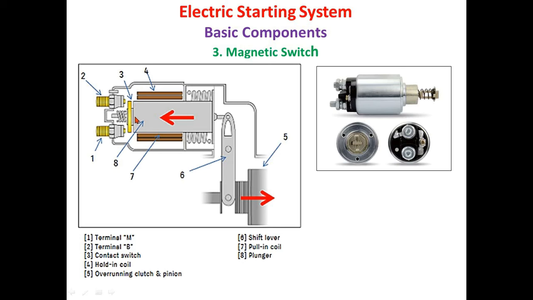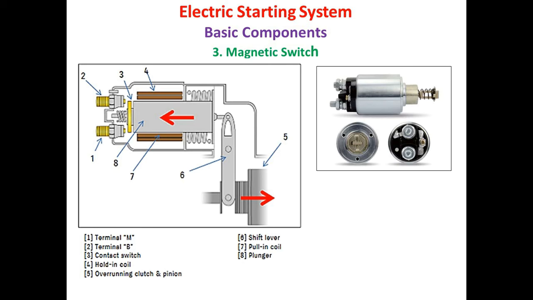Then there is a contact switch. Also, we are having a plunger in connection with the contact switch. Then we are having the hold-in coil as well as the pull-in coil. We will see later on what are the functions of this hold-in coil and the pull-in coil. Then this one is the shift lever. This one is nothing but the overrunning clutch and the pinion. So likely this is what we are having the different components of the magnetic switch.